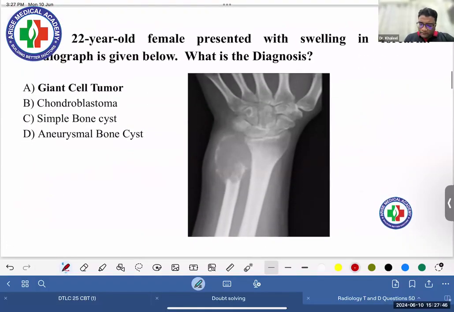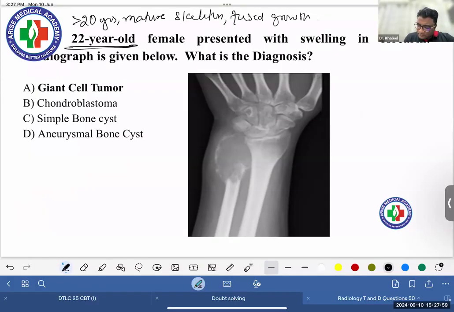A 22-year-old female, right? More than 20 years means mature skeleton, means fused growth plate. And you see a lesion in the epiphyseal area, just under the joint, subchondral area, and in the fused growth plate. You can see the growth plates are appearing fused, mature skeleton. All of this is suggestive of giant cell tumor.